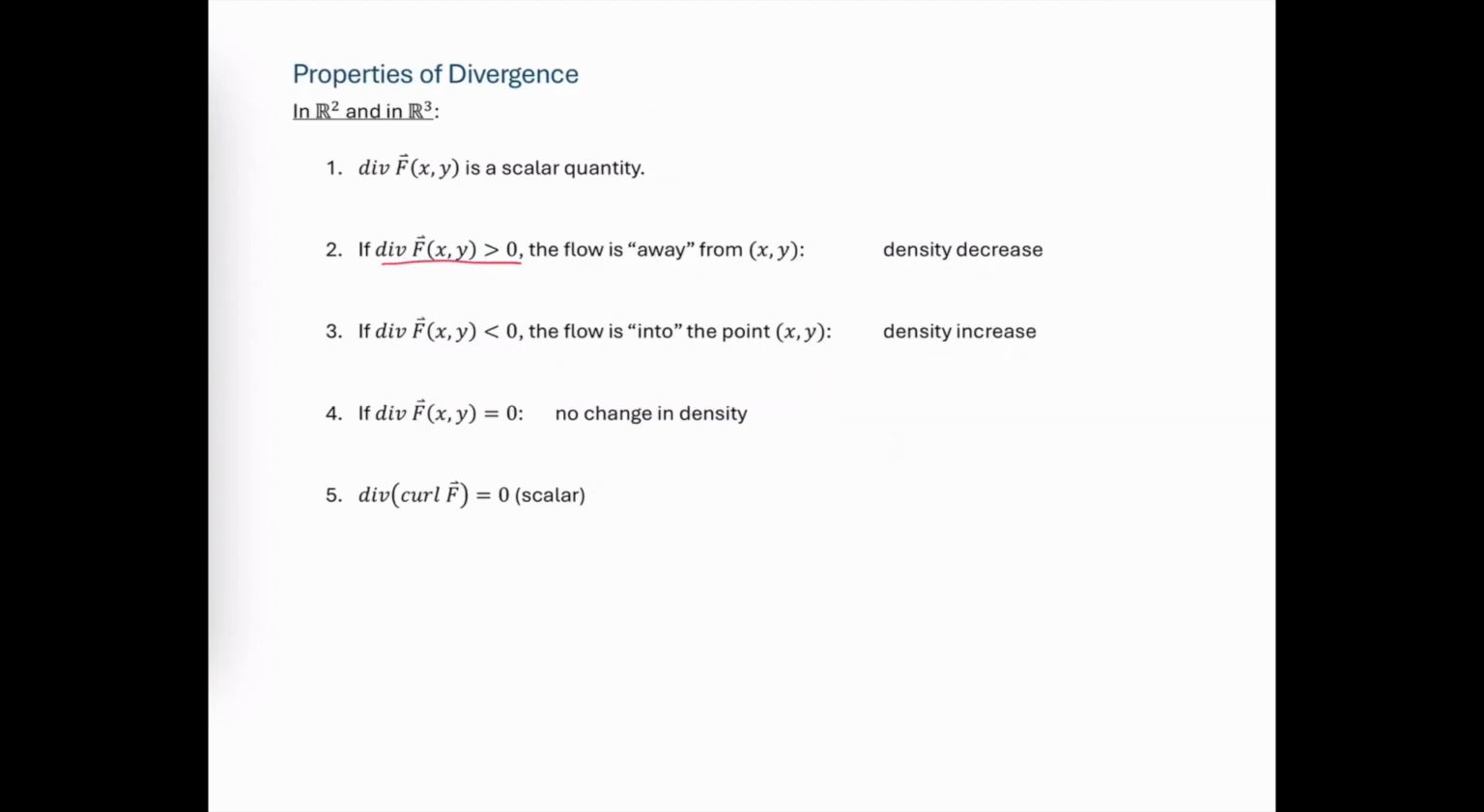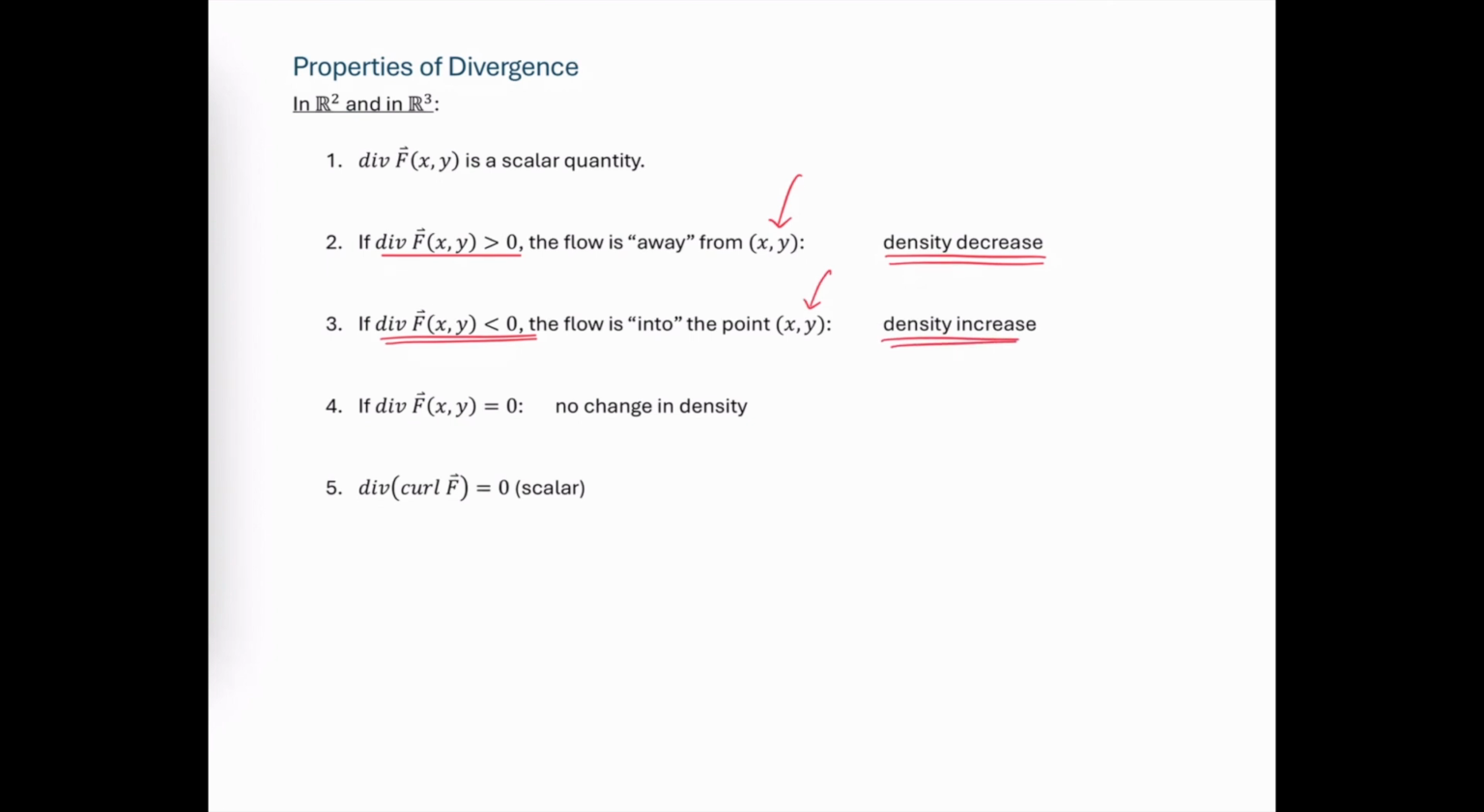If that scalar quantity turns out to be a positive number, we'll see that we are experiencing a decrease in density at that domain element. If that scalar quantity turns out to be a negative number at the domain element, then we'll see an increase in density. And this is true for both 2-dimensional and 3-dimensional vector fields.